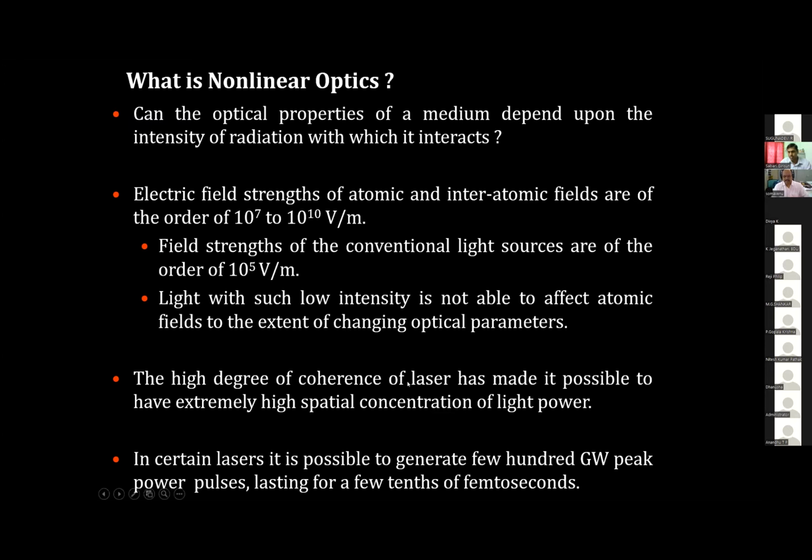Now with the laser being developed and discovered in the 1960s, the high degree of coherence as well as intensity of these laser pulses made it possible to have extremely high spatial concentration of light power when you focus it using a lens. So in certain lasers, it's possible to generate few hundred gigawatt of peak power pulses. Now this has gone to terawatt and petawatt. So we have 1 petawatt laser in RRCAT and 1 petawatt laser coming up in TIFR Hyderabad, which lasts only for a few tens of femtoseconds.